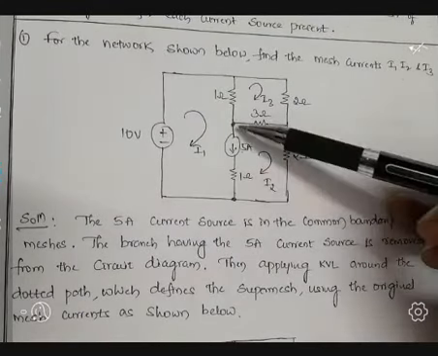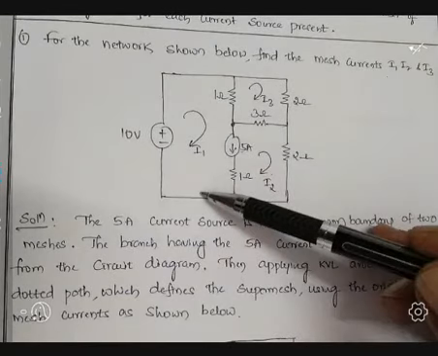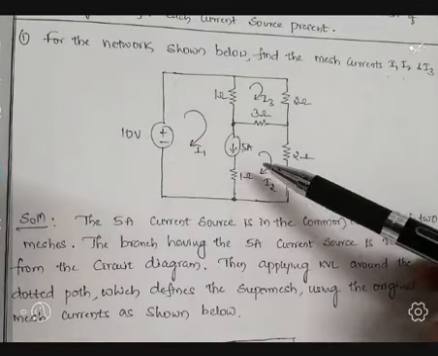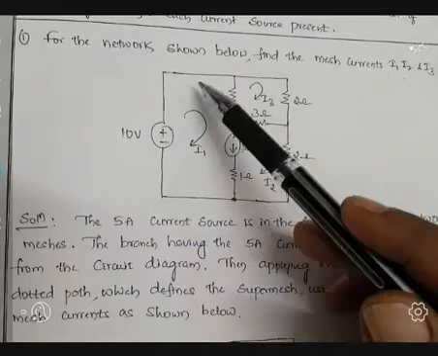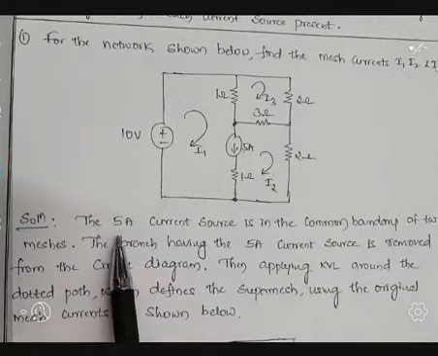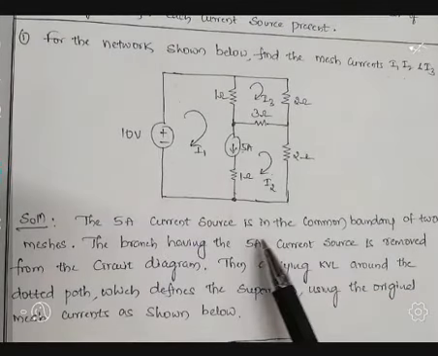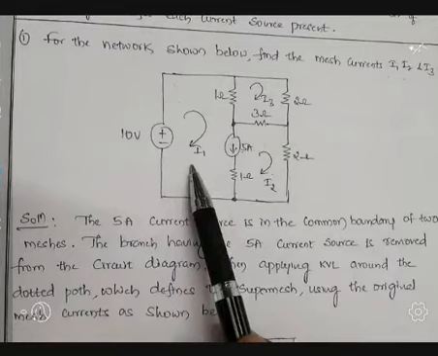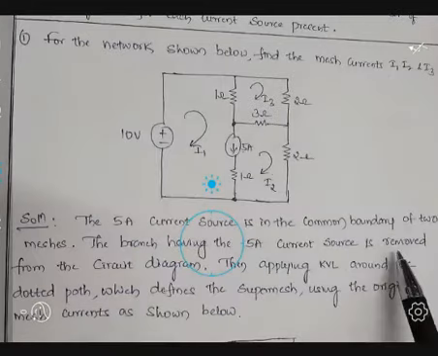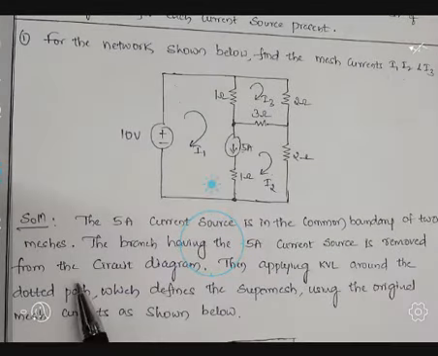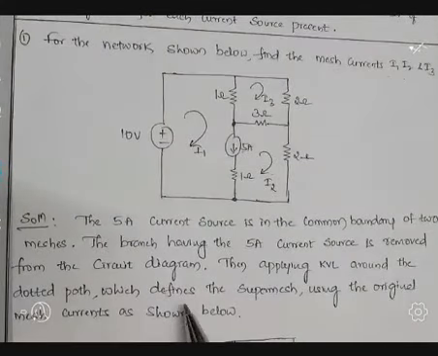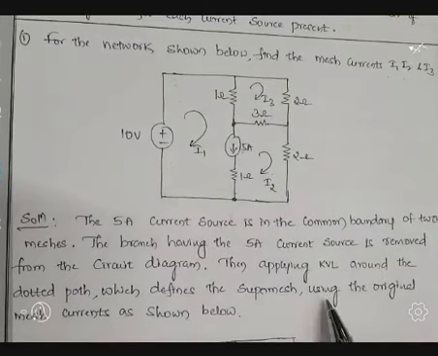Then this part will act as a super mesh. After eliminating this current source, I am going to represent the super mesh by the dotted lines. Here I have written the same thing. The 5 ampere current source is in the common boundary of two meshes. The branch having the 5 ampere current source is removed from the circuit diagram. Then apply KVL around the dotted path which defines the super mesh, using the original mesh currents.